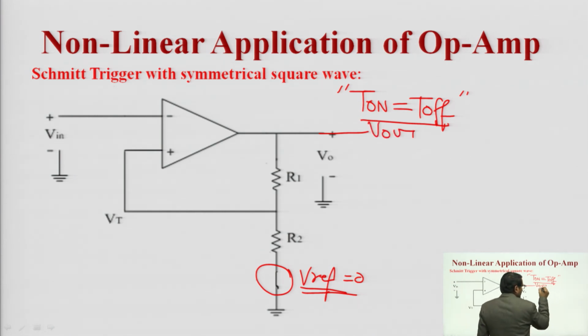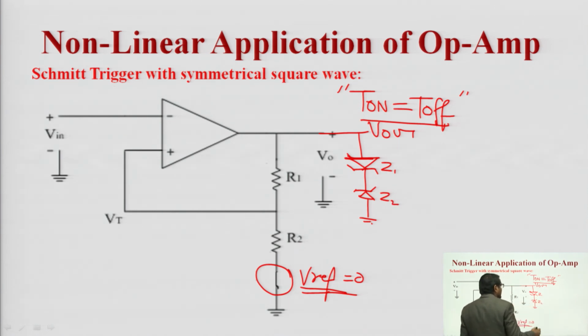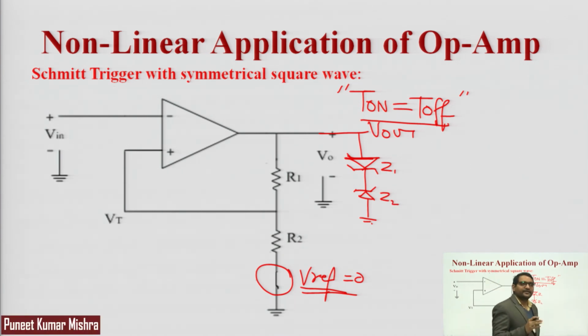For V out, here we use Zener diodes: Zener diode 1, Zener diode 2, as a limiter circuit. It can fix the output at the breakdown voltage of the Zener diode. So, one application is the Schmitt trigger as a wave converter, and the second one is a voltage limiter circuit.